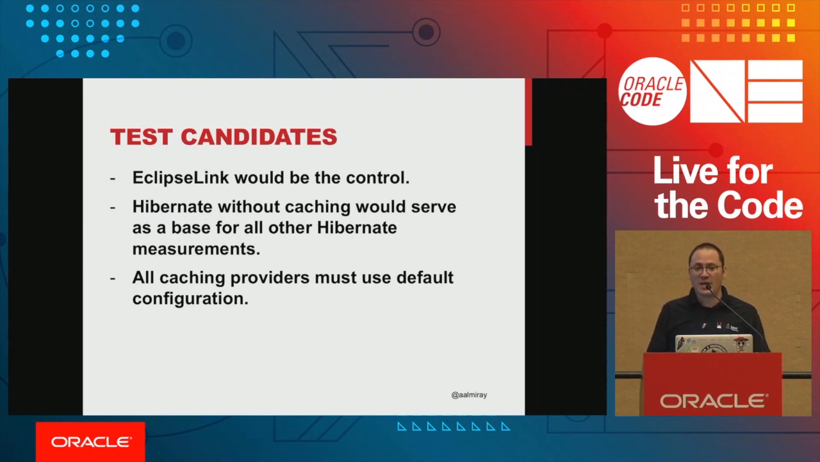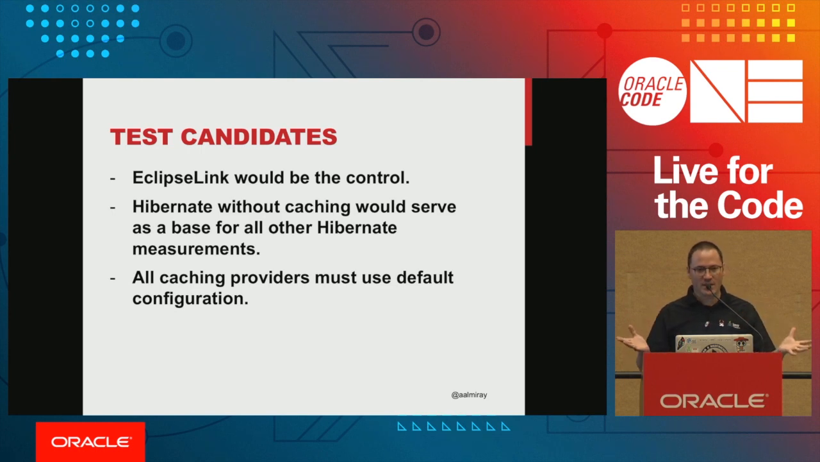EclipseLink will be our control, because this is what the previous system used to run. We will also configure Hibernate without any caching to also serve as a control, to see if the caching option will be better or worse. And all the caching providers that we configured, the four that I showed earlier, will use the default settings in order to be fair to one another. Because if we can figure out which provider works better using the defaults, then we can tweak a very specific one to get better results.